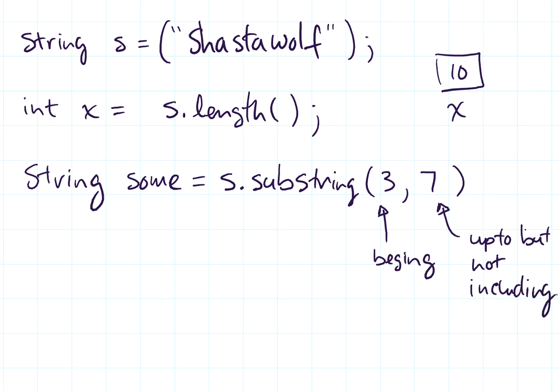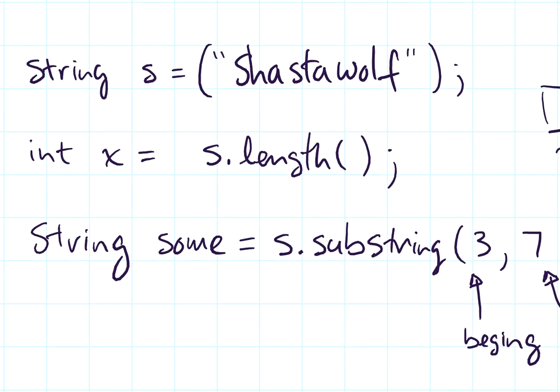So if I was to do this, what would be the characters in ShastaWolf? Remember, they're all built with 0 index. If I was to grab a different color pen like green, this is the 0 index. 1, 2, 3, 4 is the letter T, 5, 6, 7, 8, and 9. Now I told you the length is 10. There are 10 characters in there, and they're just numbered 0 through 9. If I'm doing a substring, I'm starting with the third one. That would mean this letter S is where it begins, and it's up to, but does not include the 7th one. So this one's out.